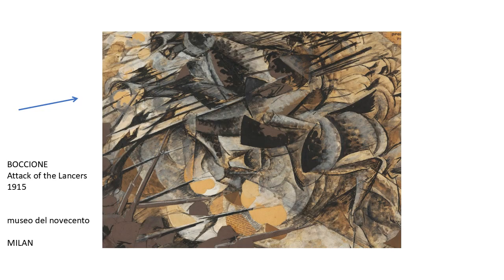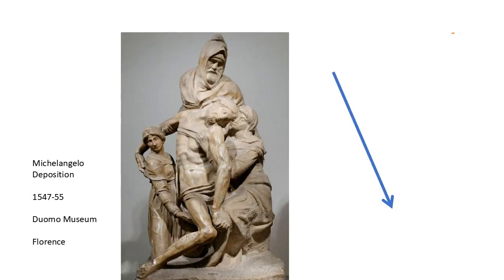It's by one of the Italian futurist artists who, as you know, very much wanted to have an art that celebrated the power of modernity. In this one, which I think must be related to the First World War because it's called Attack of the Lancers, you can see this dynamic effect being produced by the sloping straight line.